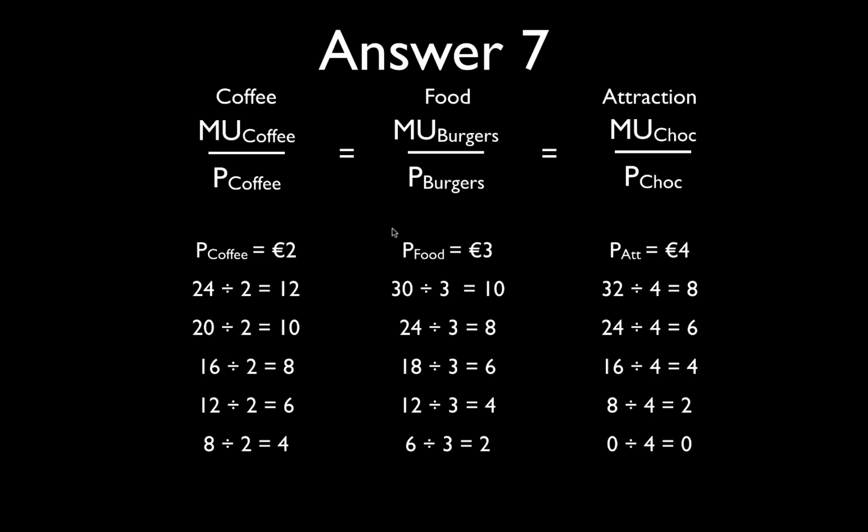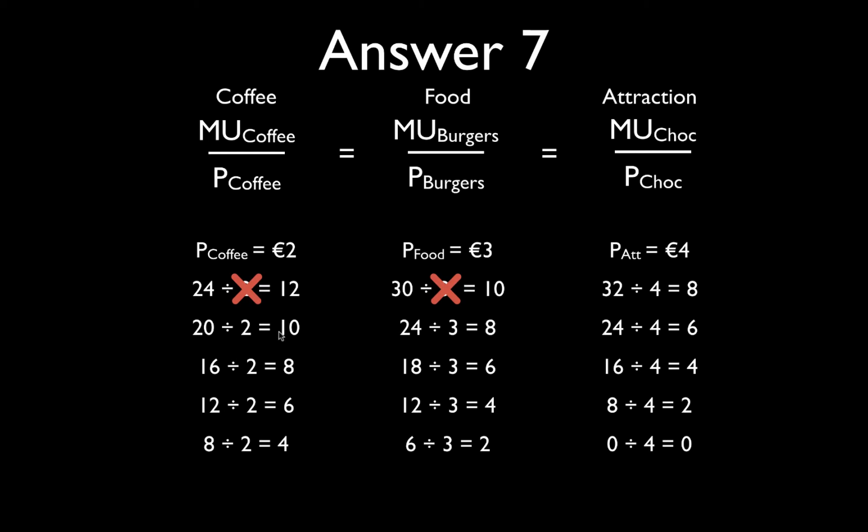Now, I'm going to go through the sequence of purchases here, okay? And what we've got is, would the consumer buy the first coffee, the first bit of food, or the first attraction? Well, obviously 12 is higher than 10, which is higher than 8, so he's going to buy the first coffee. Then we ask, is it going to be the second coffee, the first bit of food, or the first attraction? Well, 10 is equal to 10 and they're both higher than 8, so it's either going to be a coffee or a food. I said a bit of food, it doesn't matter.